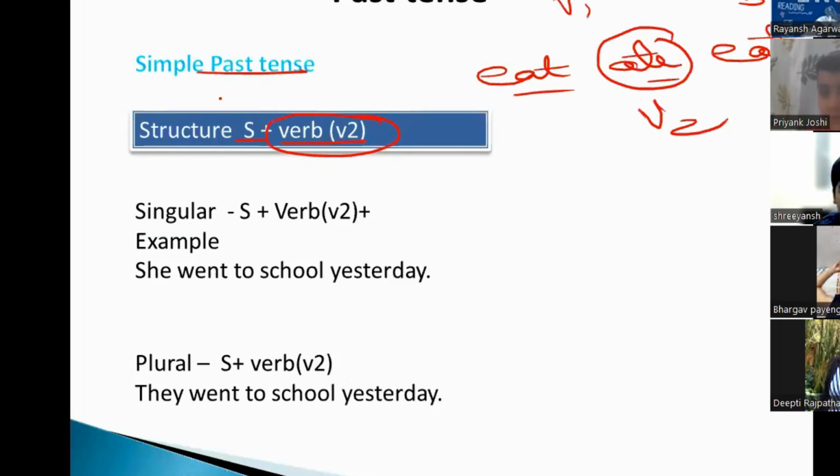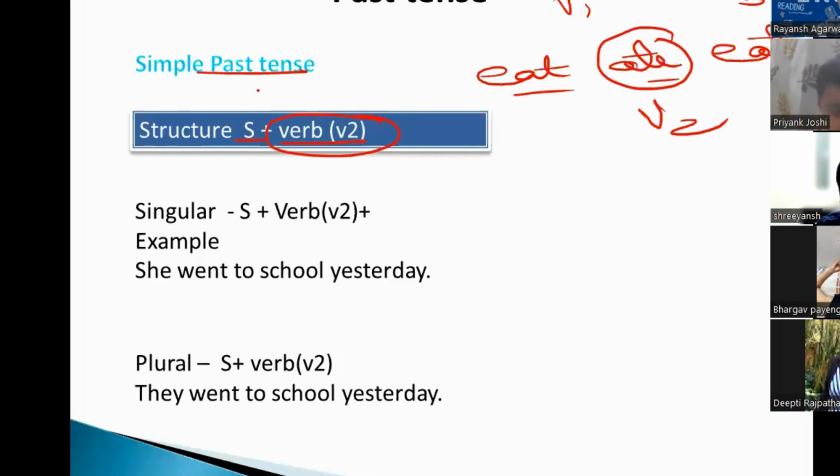Okay, so in the simple past tense, we'll be using... Ma'am, your voice is breaking. Okay, I'll check from my end. Okay, now how is it? Is it breaking again? No, ma'am. Ma'am, can you repeat this again because your voice is breaking?